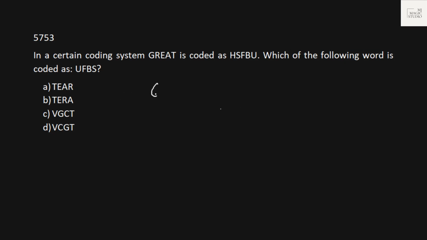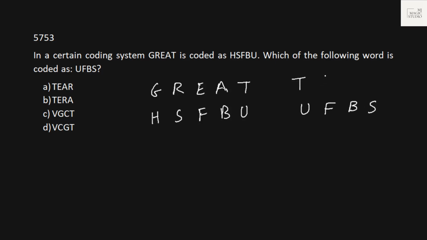In a certain coding system, GREAT is written as HSFBU. Then which of the following words is coded as UFBS? U is T, F is E, B is A, and S is R. Bingo, we got it. TEAR, option A.